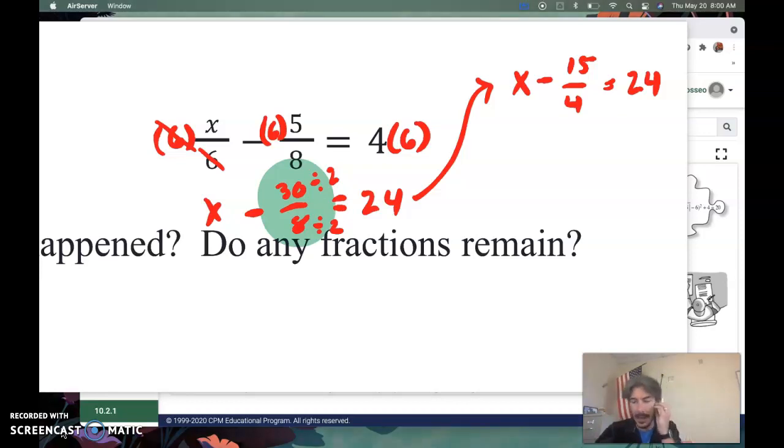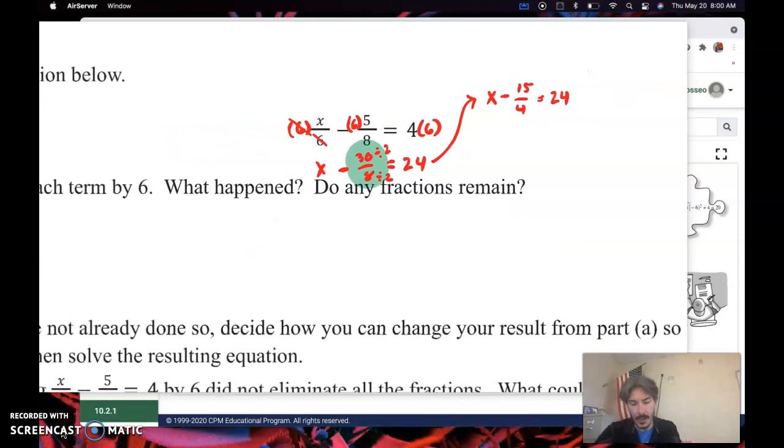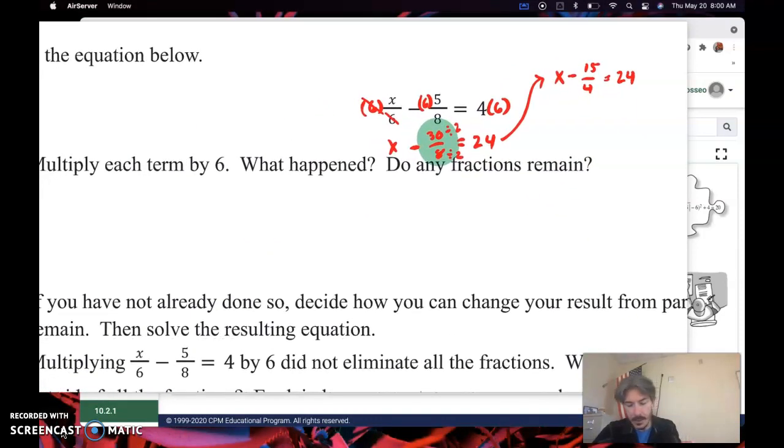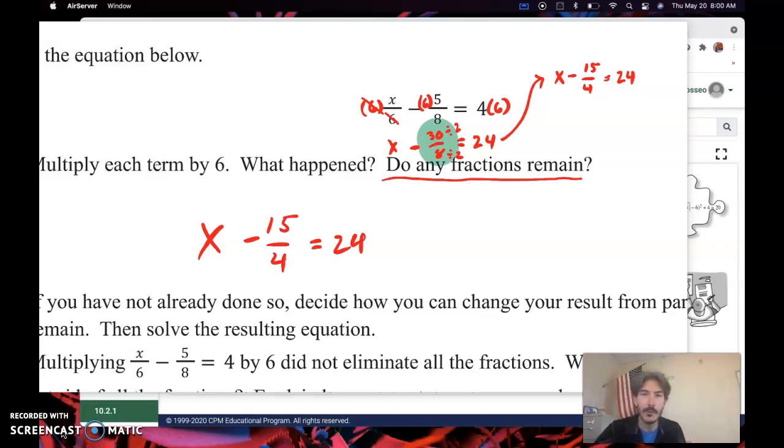Now look at what I have here, right? And this is what part A is leading me into. It says, hey, do any fractions remain? And the answer is absolutely fractions remain. I've got a fraction in that second term. Okay, I've got a fraction 15 over 4. 4 does not go evenly into 15.